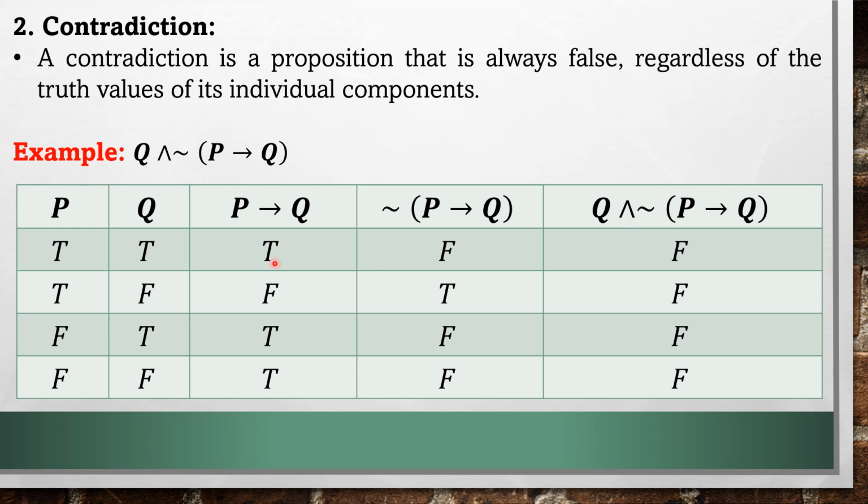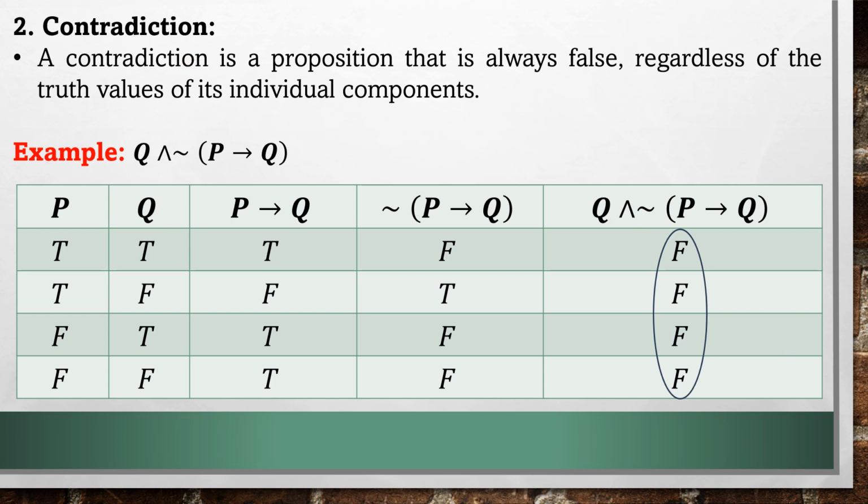Okay? So, let's see. True and false, this is false. False and true is also false. True and false is false. False and false is also false. Okay? So, makikita po natin na itong truth table na to for this given proposition shows that it is always false. Okay? At yan po ang tinatawag nating contradiction.